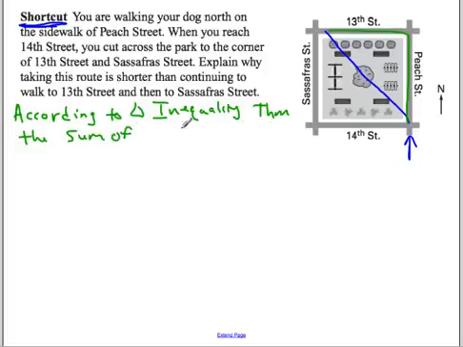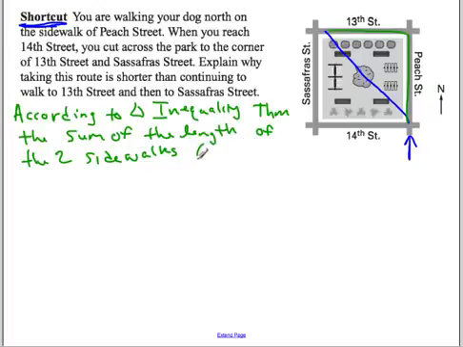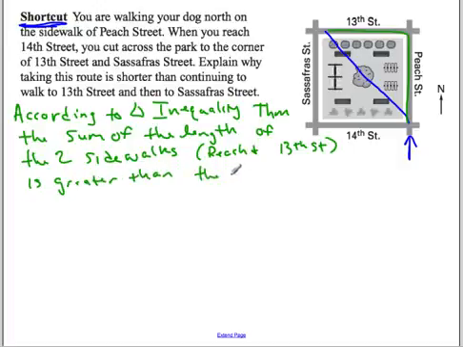of the length of the two sidewalks, basically Peach and 13th Street, so basically the green here, is greater than the length of the third side, which is basically cutting across the park.